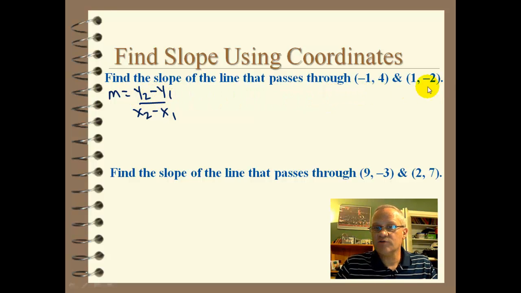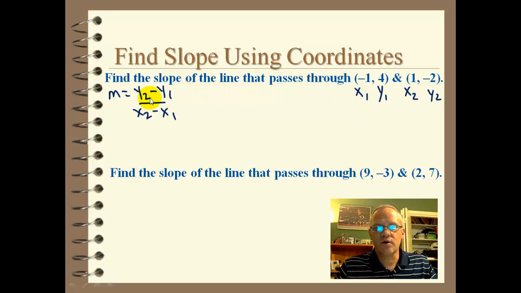Well, how do I know which one's the first one and which one's the second one? The answer is, it doesn't really matter. As long as you keep it the same through the whole problem, you're fine. Okay, so for this example, I'm going to say, what if this is x1 and that's y1, that's x2, that's y2. Okay, so let's use this.